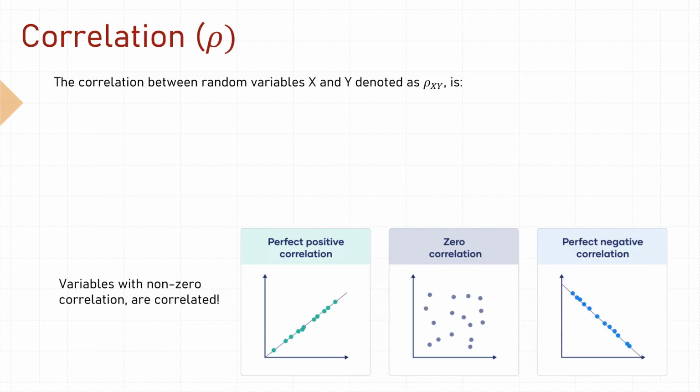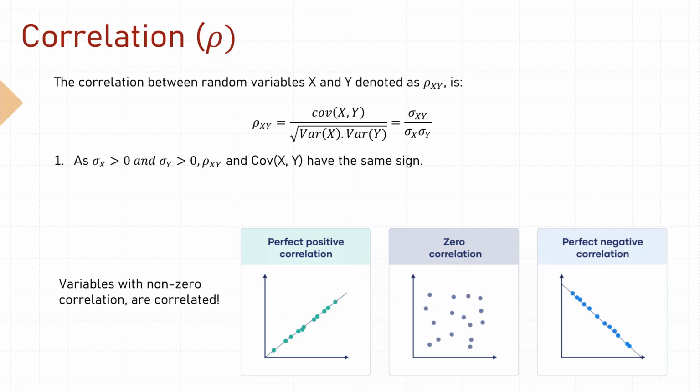Correlation is a measure of the strength and direction of the relationship between two random variables, like x and y. It builds on the concept of covariance, but is more standardized and easier to interpret. The correlation between x and y is denoted by rho of x and y. Key properties of correlation include: 1.